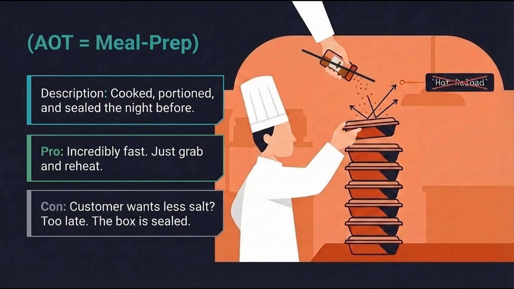AOT is meal prep. Everything is cooked, portioned, and sealed the night before. The pro? It's incredibly fast. Just grab a box and reheat. The con? If a customer wants less salt? Too late. The box is sealed. And hot reload? Not possible.